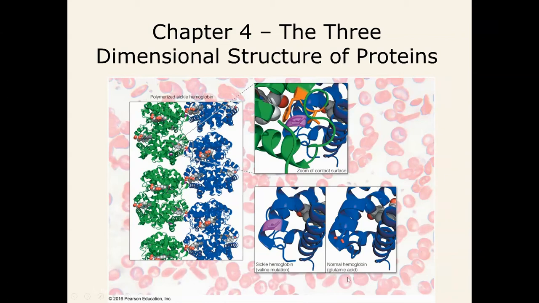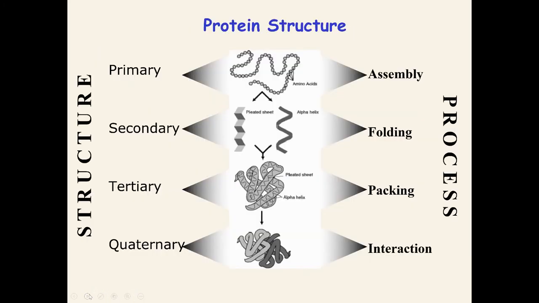Hello, students. We're going to continue on and look at the three-dimensional structure of proteins. So there are four kinds of protein structures: primary, secondary, tertiary, and then some proteins have what is called quaternary. We're going to go through each one of them.